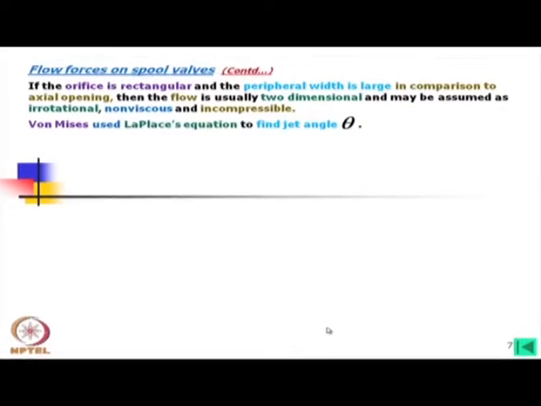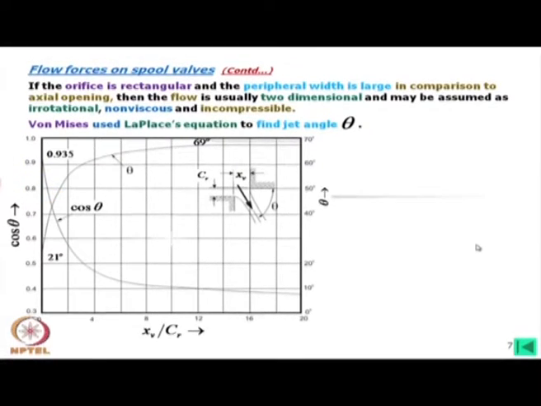Now, von Mises is a scientist. He used Laplace equations to find the jet angle and plotted a very interesting curve. This was experimentally verified, and then he proposed how we can find this jet angle for any position. Here in this direction, what we find is x_b by c_r.